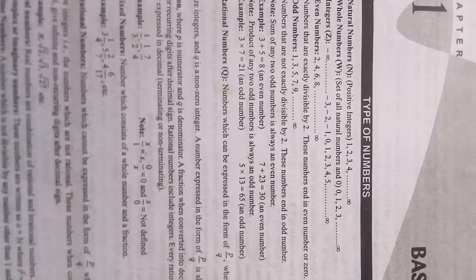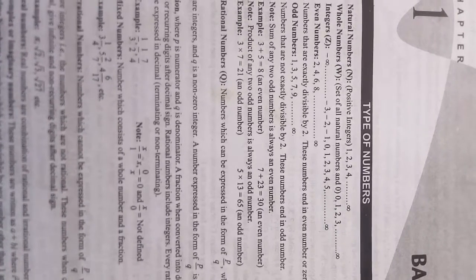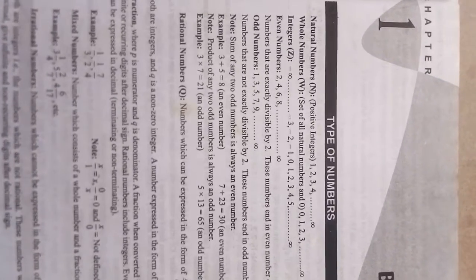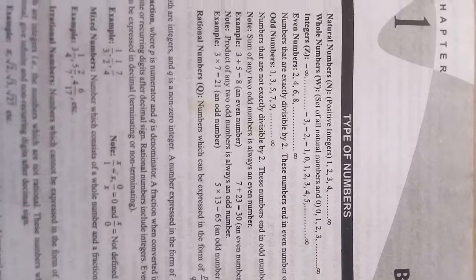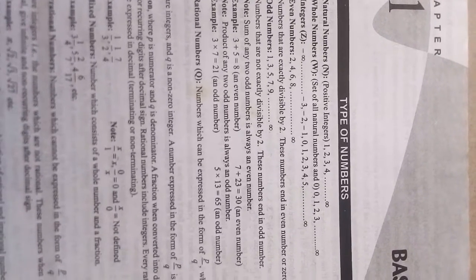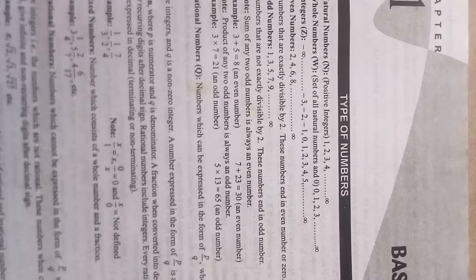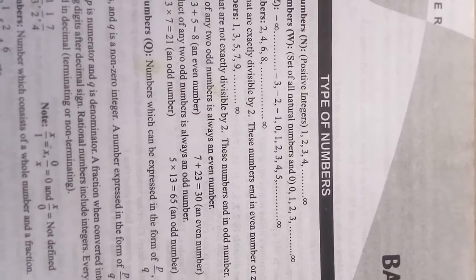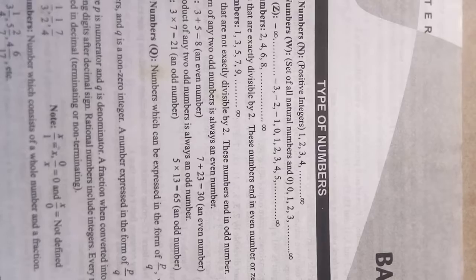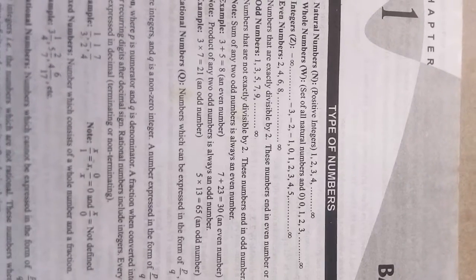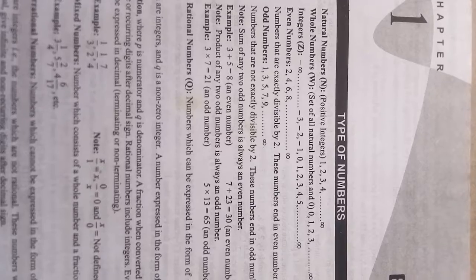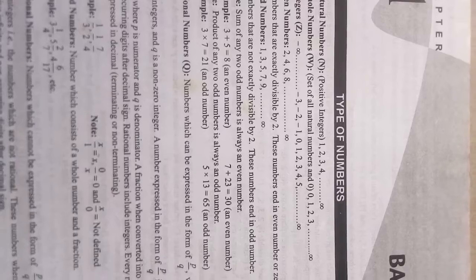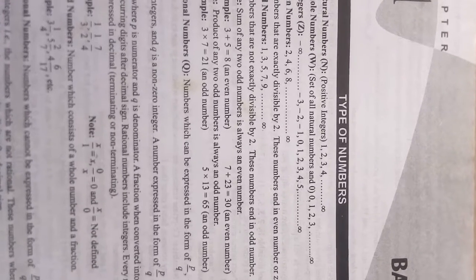Today we are going to learn the most important concept in number system. So today we are going to learn the different types of numbers. First, we are going to learn natural numbers. What do you mean by natural numbers? All positive integers, meaning the numbers starting from 1, 2, 3, 4, and so on, are called natural numbers. Next, whole numbers. What are whole numbers? The set of all natural numbers including 0. The whole numbers start from 0 to infinity.